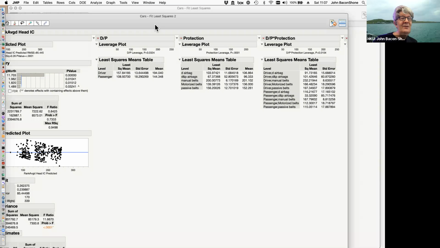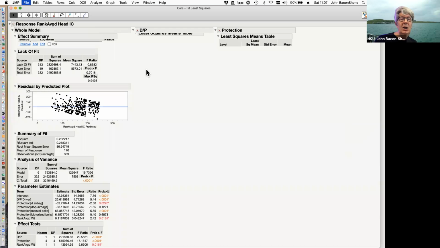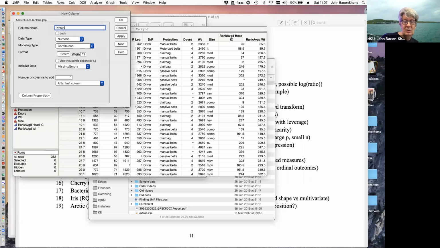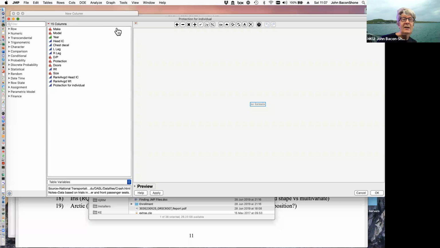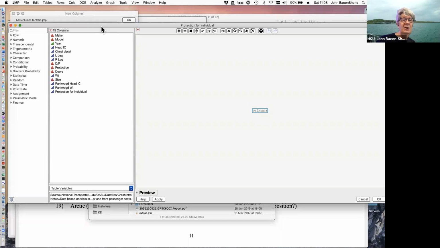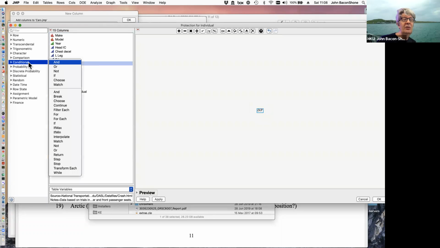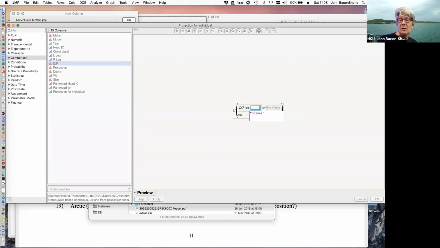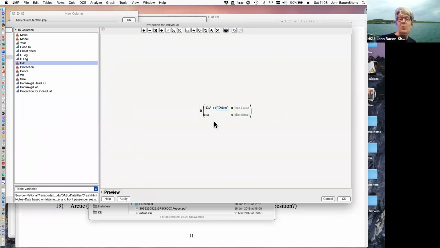Okay, so what I'm saying here now is arguably we need to create a new variable. So let's just think about how we might do this. So this is basically protection for the individual. And so we want to create a formula for this. So depending on whether you are the driver or the passenger, so DP, we're going to do a conditional on this. So if the driver passenger comparison is equal to driver, then so and so, otherwise you're the passenger.